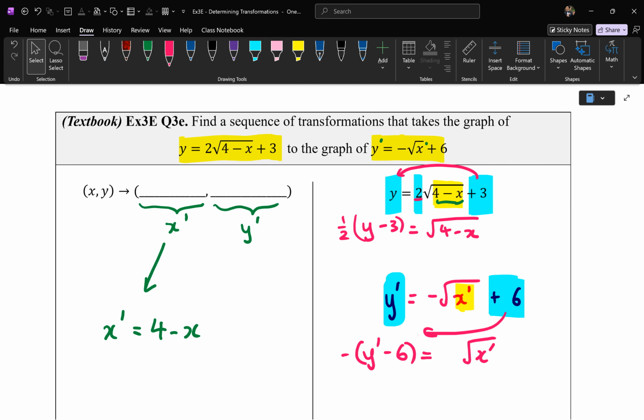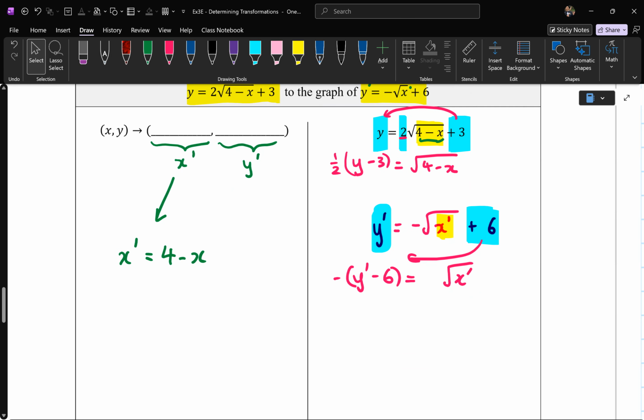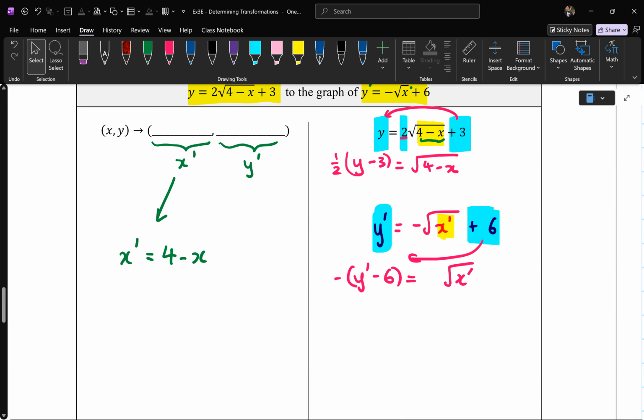Okay. Hopefully, hands up if I'm going slow enough. Does that make sense what I'm doing? I just rearranged this one to keep all the y's on one side, and I just kept root of x. Same thing with this one.